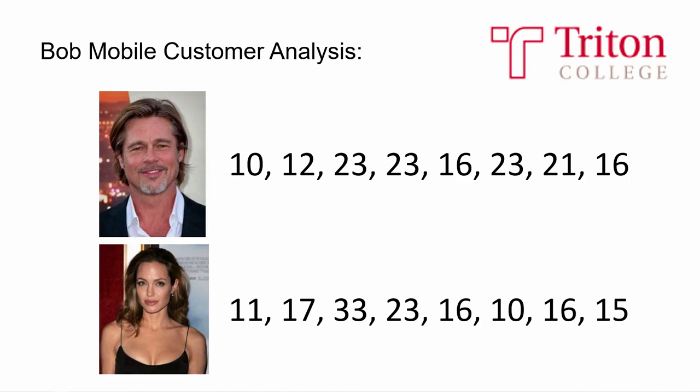So when we're working with different populations or data sets like this, we're probably going to be working with a lot of different ones. But here, let's just work with two. We're going to keep this problem simple. You can scale the problem up. If you can do it with two data sets, you could do it with 70. So let's just do it with two. We've got boys and we've got girls. We work in marketing for Bob Mobile.